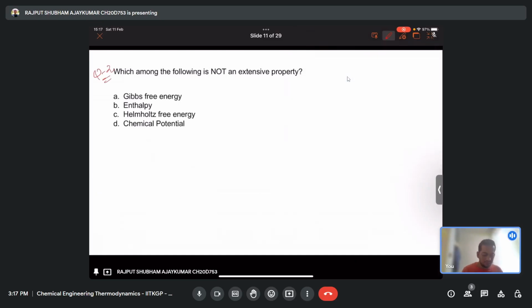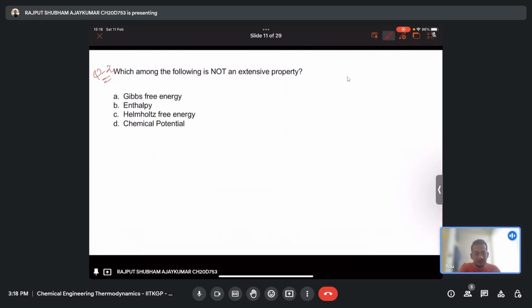Which among the following is not an extensive property? Like last week I discussed, there are two different types of properties: intensive property and extensive property. The intensive property is a property which is independent of the mass or the volume of the system, whereas the extensive property depends on the mass or the volume. Suppose in the examination they give you 4 different MCQs.